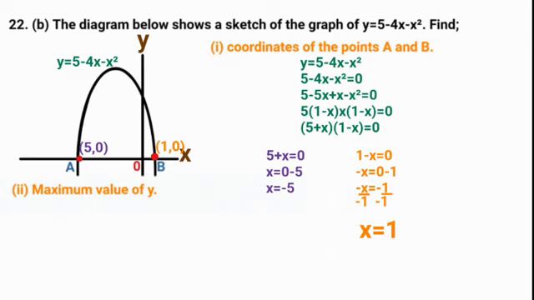Negative 5, 0. Okay. Then we come to question 2, which is find the maximum value of y. So the formula we use to find the maximum value of y is this one. Okay.